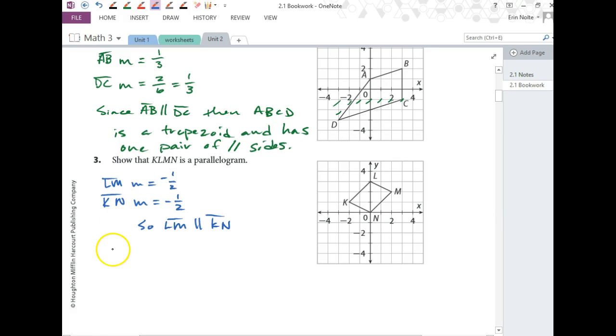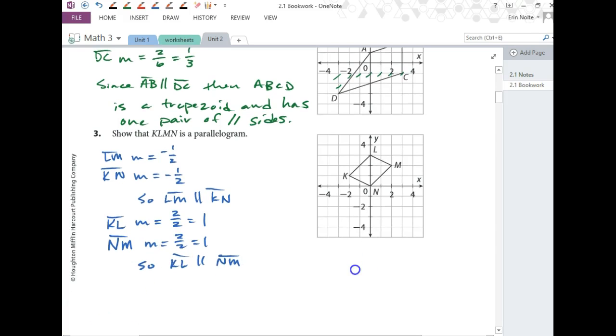So let's go from KL. What's the slope of KL? Okay, so I'm going to say, just to show my work, 2/2, and I would agree that that is 1. Okay, and then from N to M, the slope is 2/2, which we all agree is also 1. So KL is parallel to NM.